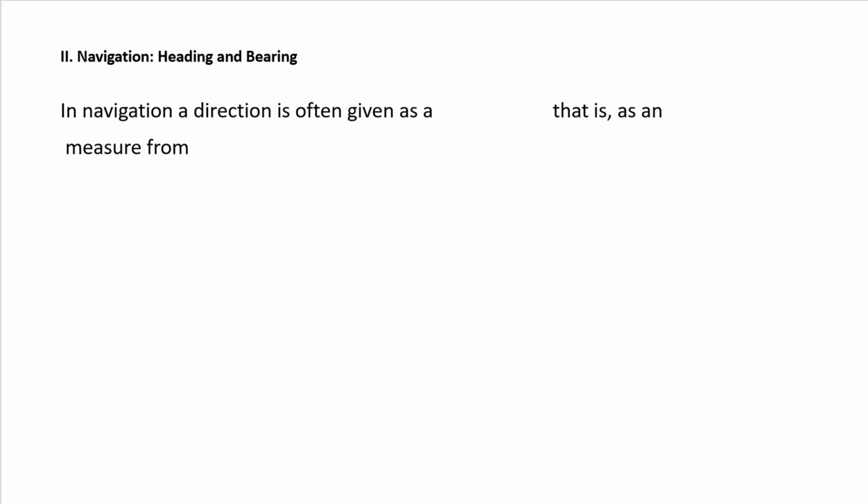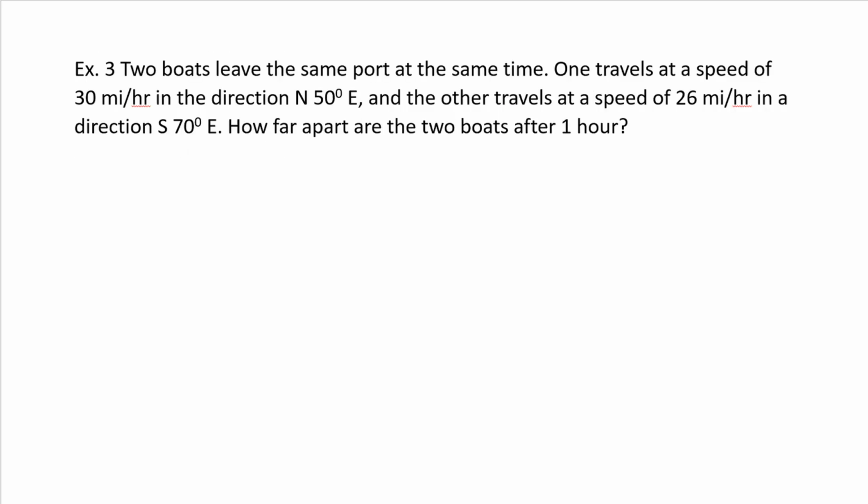Roman numeral 2, navigation, heading, and bearing. In navigation, a direction is often given as a bearing, that is, an acute angle measure from due north or due south. Two boats leave the same port at the same time. One travels at a speed of 30 miles per hour in the direction of north 50 degrees east, and the other travels at a speed of 26 miles per hour in the direction of due south, bearing 70 degrees towards east. How far apart are the two boats after 1 hour?